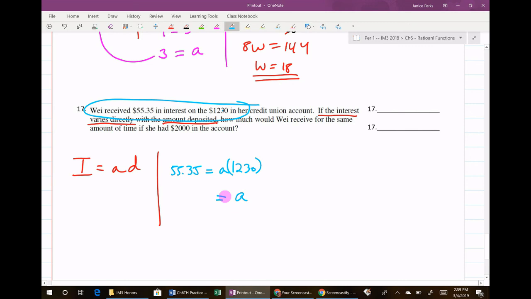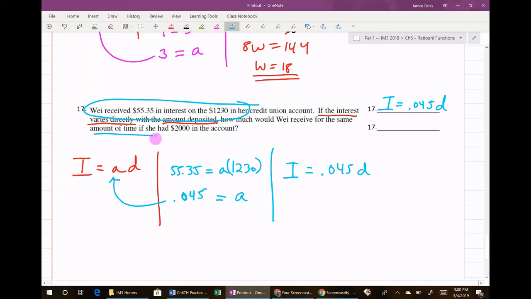So if I divide that, 55.35 divided by 12.30, then that means she's making 0.045, which is exactly 4.5%. So I'm going to plug that number in here. So that's going to be my equation. I is equal to 0.045 times the number deposited, so interest is equal to basically 4.5%.